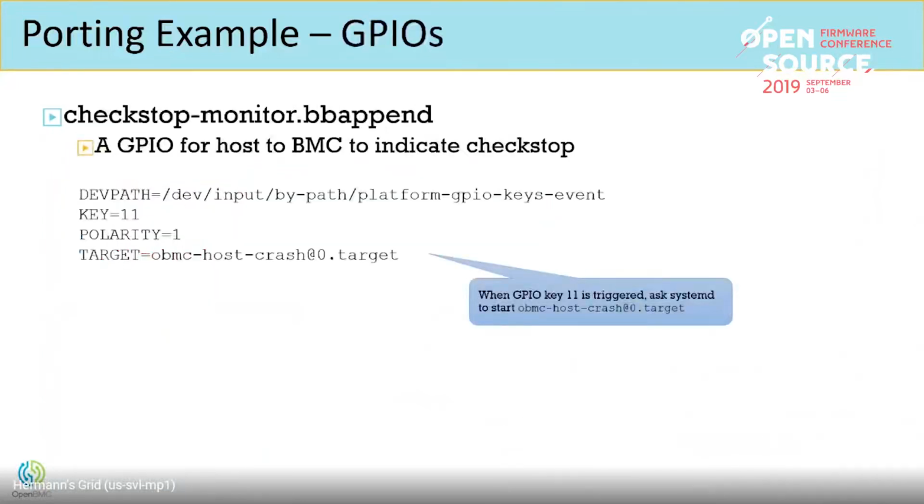So the next one is GPIO. For OpenPOWER systems, we always have a GPIO from the host CPU to the BMC to tell that the host has a problem. It needs a check stop. This config is very simple. It just uses the GPIO key event with the key as the GPIO value. So when this key is pressed, OpenBMC should start a new systemd target, which is the OpenBMC host crash.